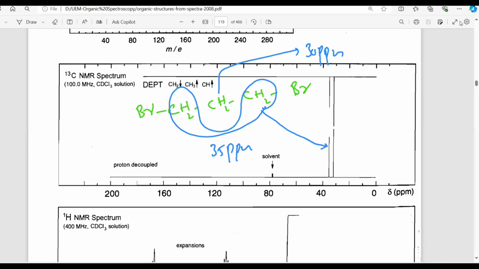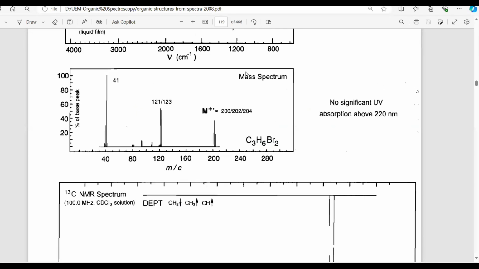Okay, if you look at the mass spectrum of this compound, you are getting the molecular ion peak. Let's remove one electron from here. So you are getting a molecular ion peak at 200, 202, 204. If you remove one bromine, then you will get a peak at 121 or 123. So you can easily draw these fragments.